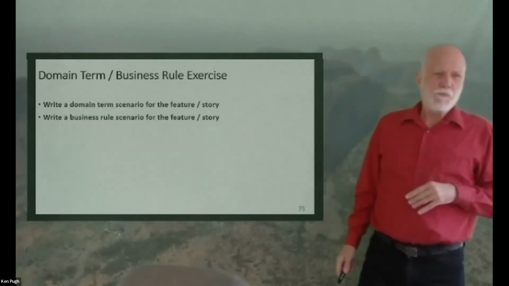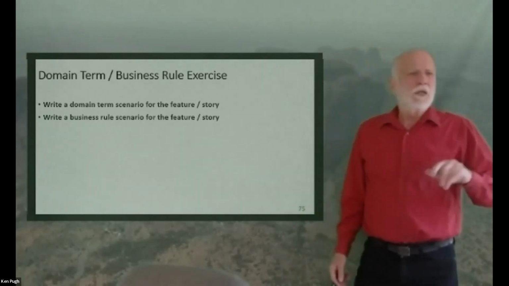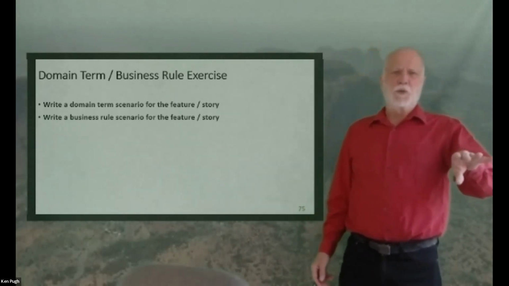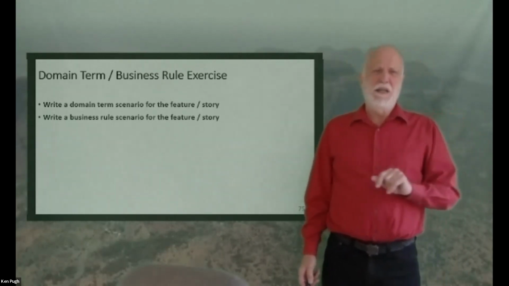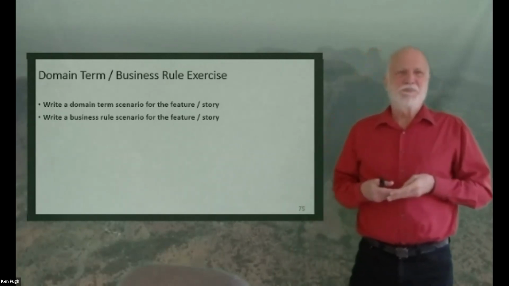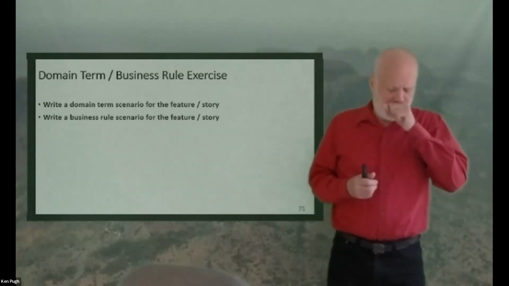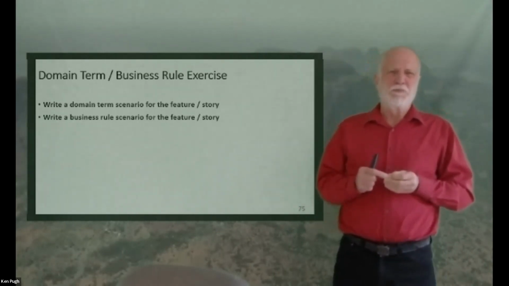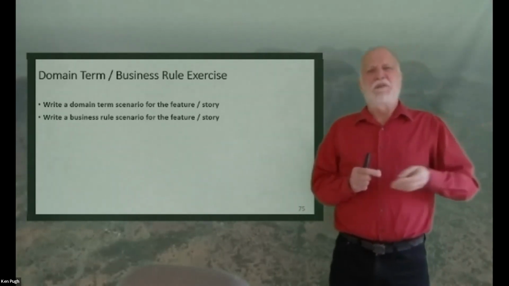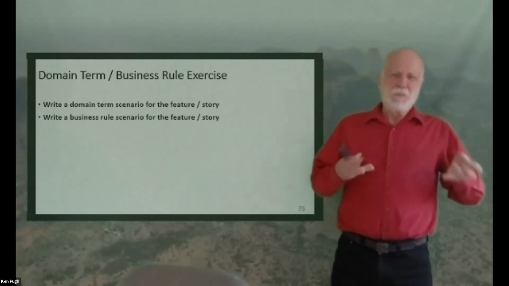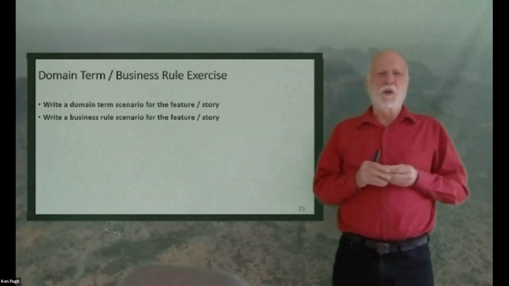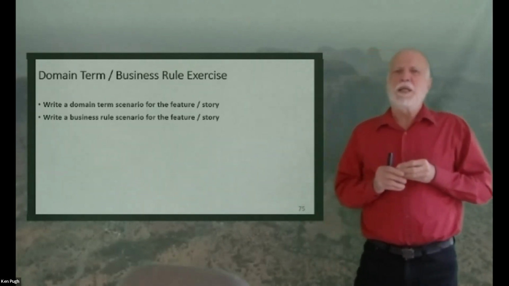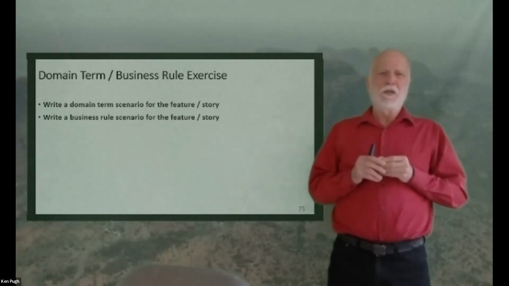So we're going to have 2 things in here. We're going to write a domain term scenario, and we're going to write a business rule scenario. Now, it turns out in our exercise here, we really don't have a domain term. Okay, you maybe have the term called match, but that's not much to it. But so we're going to just start with our business rule scenarios.